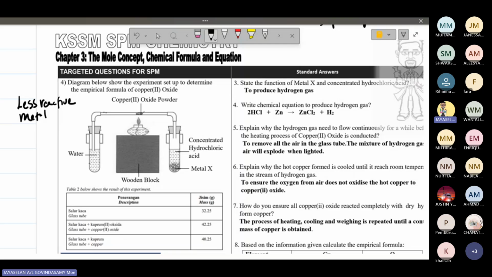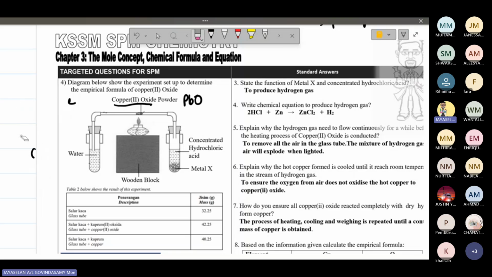Copper and silver. We can use copper and silver, or you can put lead. These are the less reactive metals. They can be replaced with copper 2 oxide or lead 2 oxide.